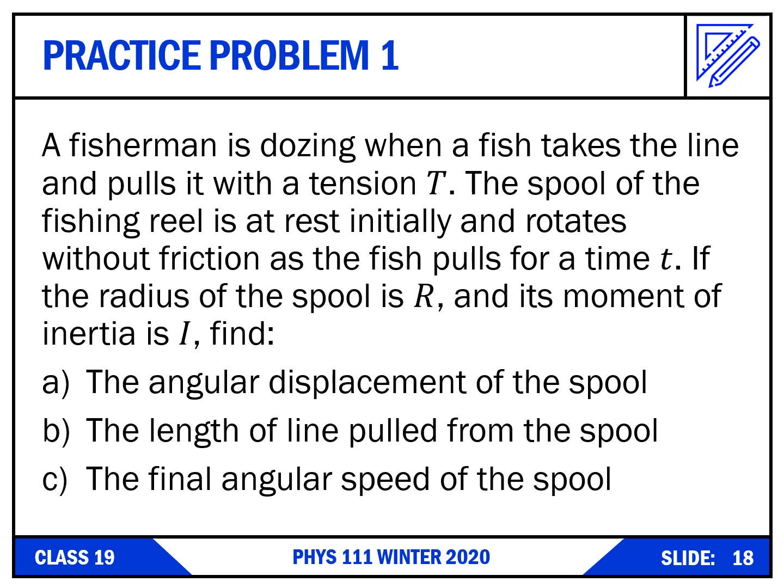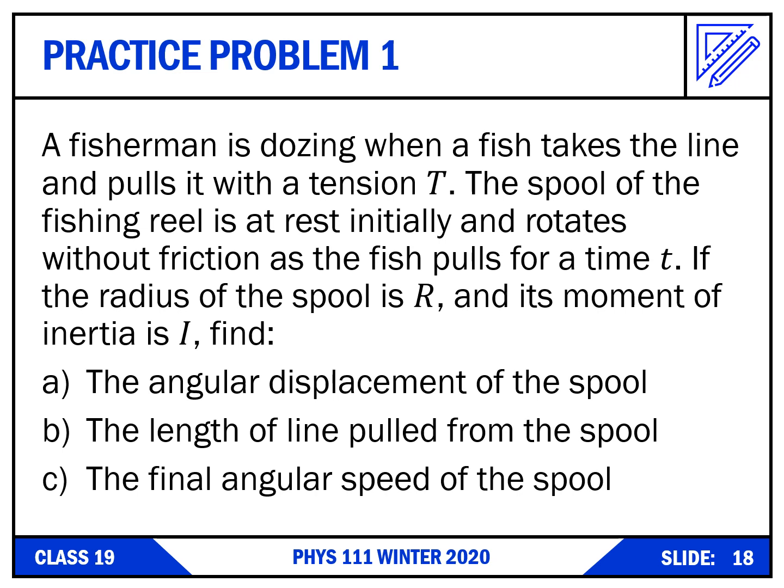So now let's go through a practice problem. Here we have a fisherman who's dozing when a fish takes the line and pulls it with a tension T. The spool of the fishing reel is at rest initially and rotates without friction as the fish pulls for a time T. If the radius of the spool is r and its moment of inertia is I, we want to find three different things.